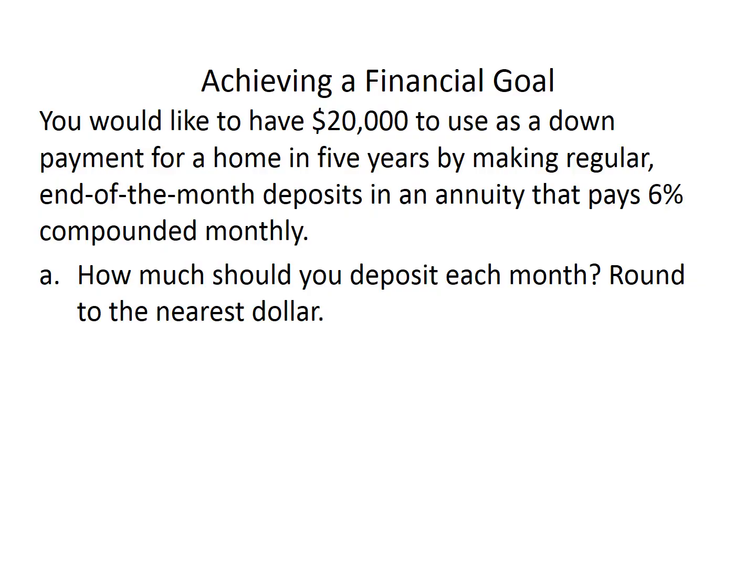You would like to have $20,000 to use as a down payment for a home in 5 years by making regular end-of-the-month deposits in an annuity that pays 6% compounded monthly. How much should you deposit each month? Round to the nearest dollar. How much you should deposit each month tells you that you're trying to find your P. You would like to have $20,000 at the end of the time period, so we know that's our A. As a down payment in 5 years, so we know our time is 5.